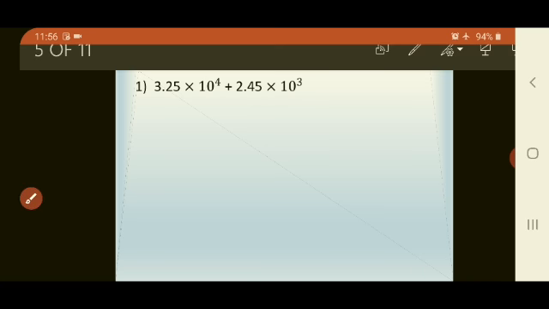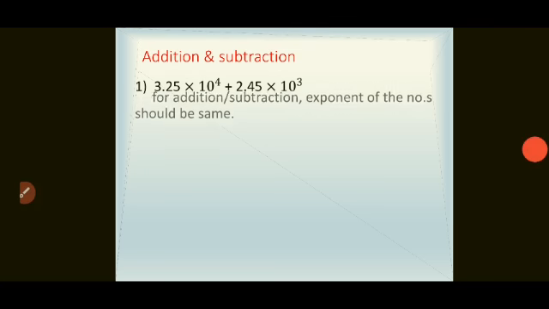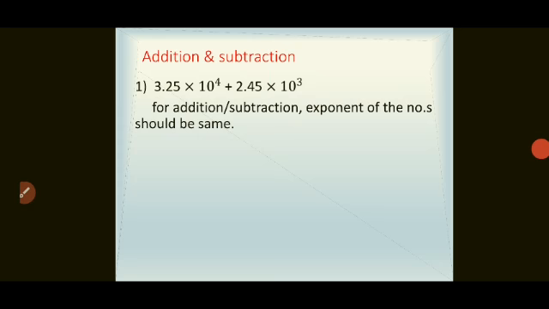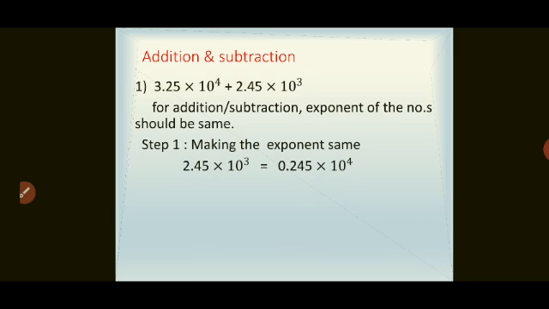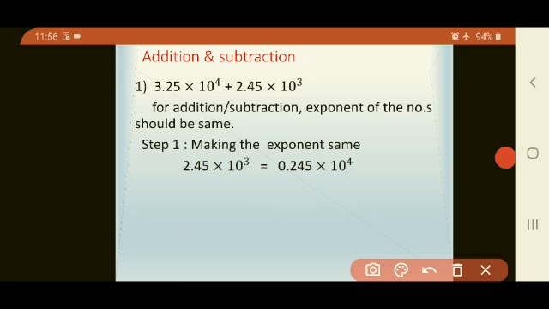Now here the first step is, for addition or subtraction, the exponent of the numbers should be the same. Okay, so step 1 is making the exponent the same, right? Now there are two different numbers given, so for one number we will change the exponent. Let us take 2.45 into 10 to the power 3. Now this number we should convert into the form of 10 to the power 4. Okay, 10 to the power 3 is converted into 10 to the power 4.